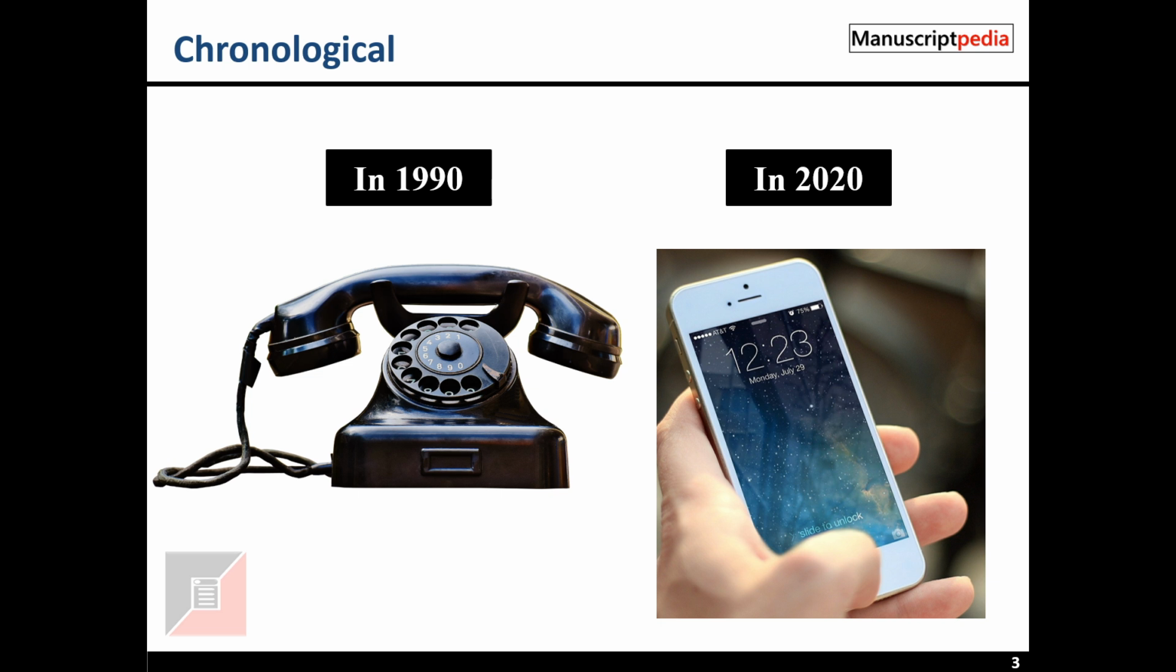So in 1990 how the phones were, and in 2020 how the phones have a lot of features like touch screen, front camera, back camera, battery, fingerprint. A lot of features were there, right? So as the years go on, how the advancement in technology happens, similar to that you have to write the research article.